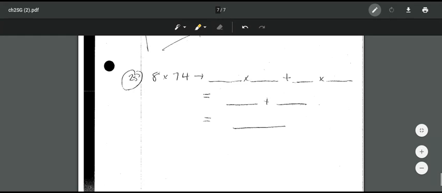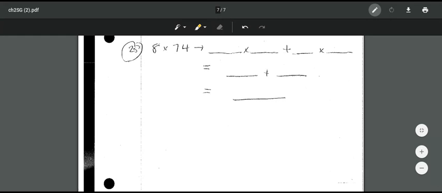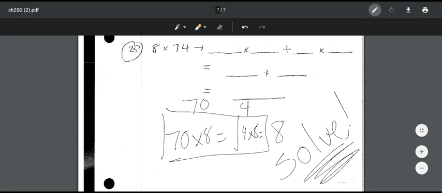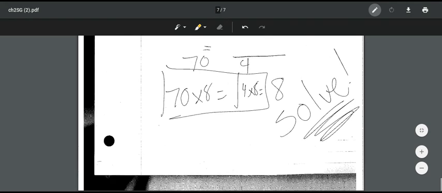You want to make sure you're breaking it down. Again, drawing that area model, breaking that into 10. So that's 70 and 4. And here's 8. So 70 times 8 goes inside. 4 times 8 goes here. See if you can solve that. Okay. Take your time on that one.